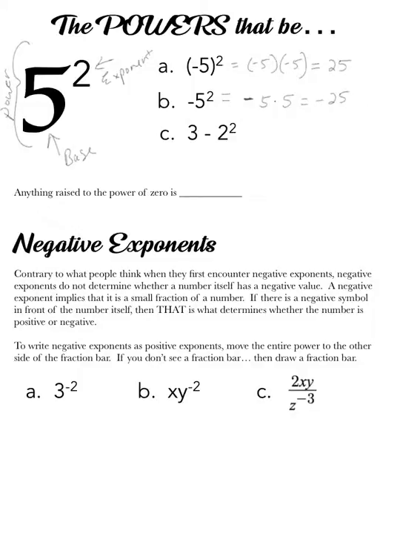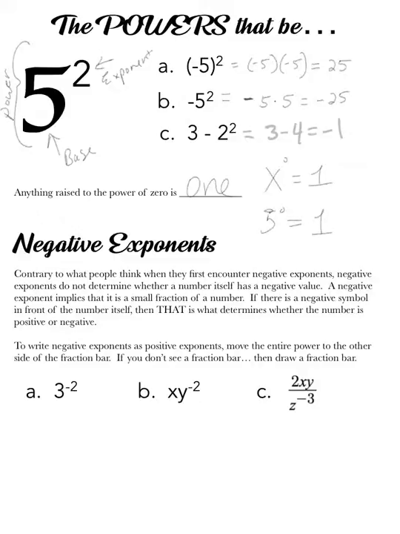C, just a different thing. Remember that whenever you're simplifying a math equation, you have to do the exponents. 3 minus 4, 2 times 2 is 4, is -1. Okay. Anything raised to the power of 0, x to the 0, 5 to the 0, is 1. Believe it or not.